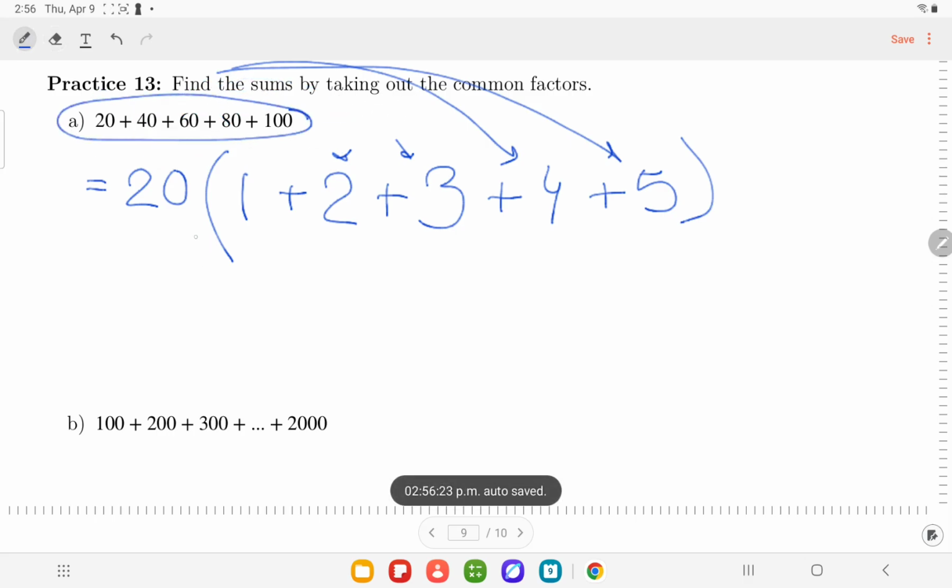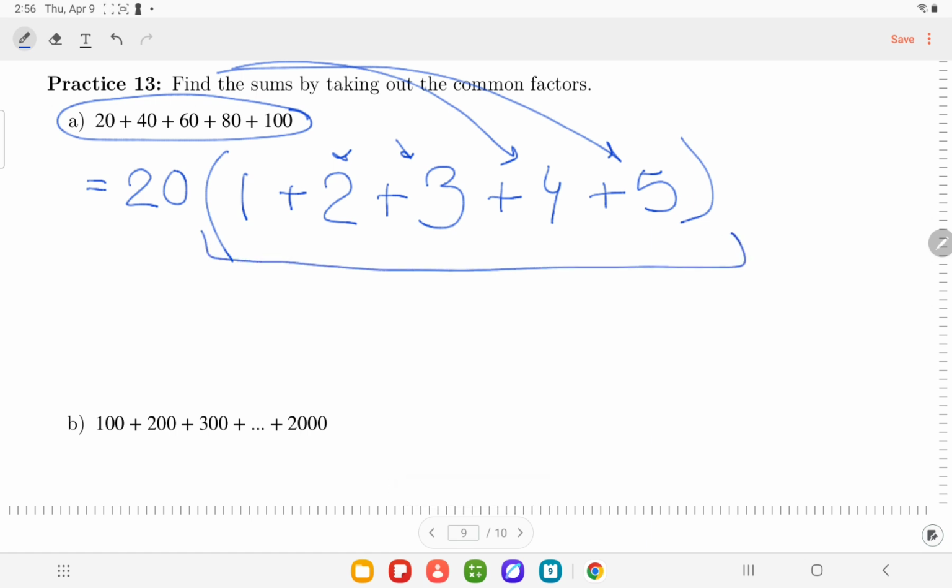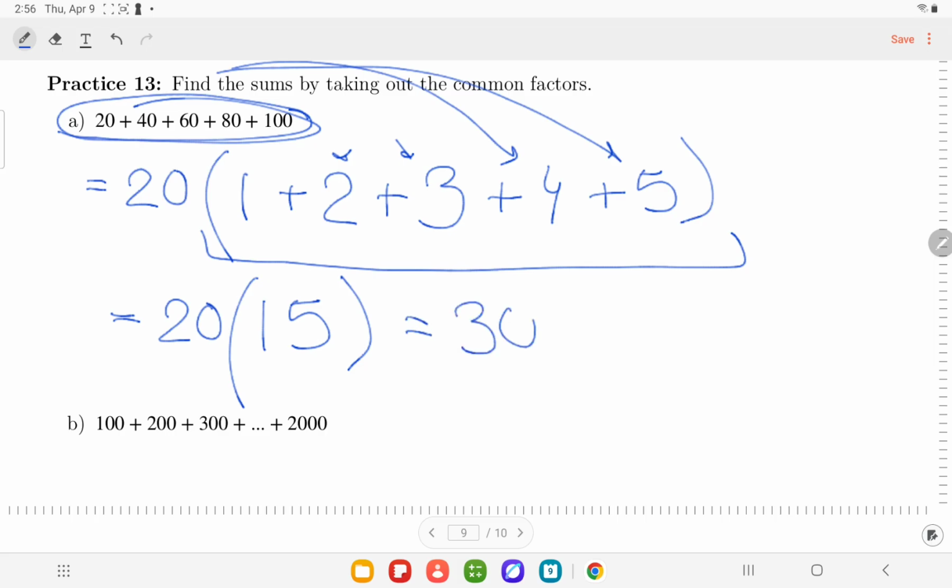So now it is a lot easier to add up these numbers in the bracket than adding up all of these larger numbers. So here we would have 20 times 1 plus 2 plus 3 plus 4 plus 5, which is 15. And so 20 times 15 is 300. And that is our final answer.